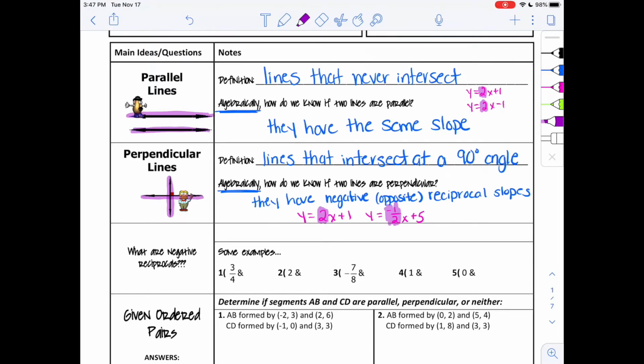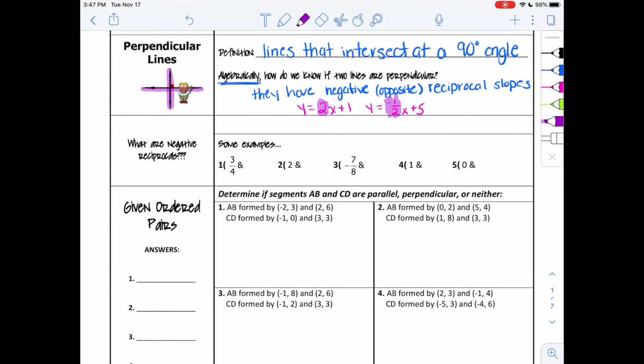So let's focus for just a second on that opposite reciprocal. Let's review that a little bit. So remember, opposite reciprocal is a fraction that is flipped. And that means also the sign is switched. So we flip the fraction and then we switch the sign. So if it's positive, we change it to a negative, and if it's negative, we change it to a positive. So to practice that, let's look at a couple of examples.